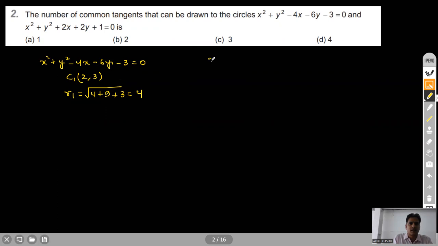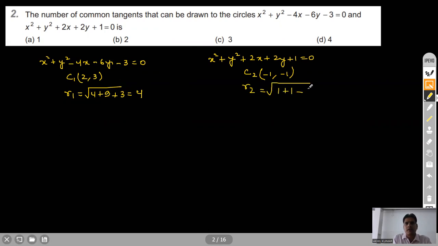Now let's see the other circle. This is x square plus y square plus 2x plus 2y plus 1 equal to 0. What will be the coordinates of the center? It will be minus 1 comma minus 1, right? And what will be the radius? It will be 1 plus 1 minus 1, means the radius of this circle is 1. And now let's find this C1, C2.